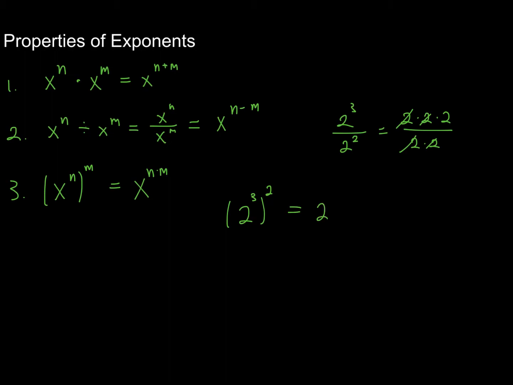I'm just taking 2 to the third and multiplying it by itself. And of course, by property number 1, we know that's just going to be 2 to the sixth. And of course, that's what you get when you multiply 3 and 2. So important to remember these as we go forward. We will definitely be using them to simplify some expressions. So now let's go ahead and actually put these to use.